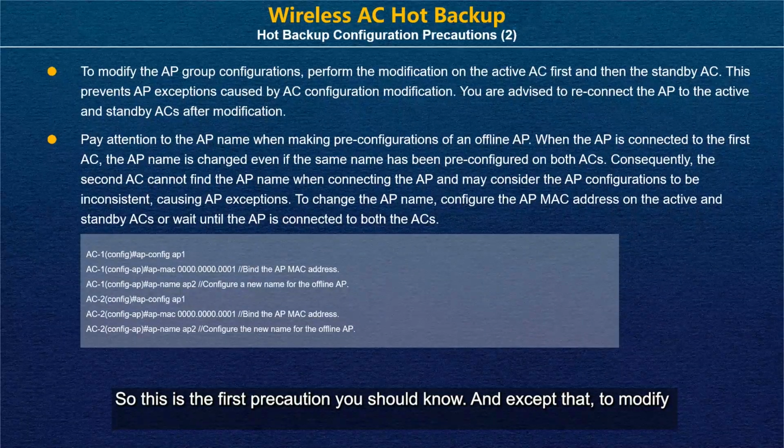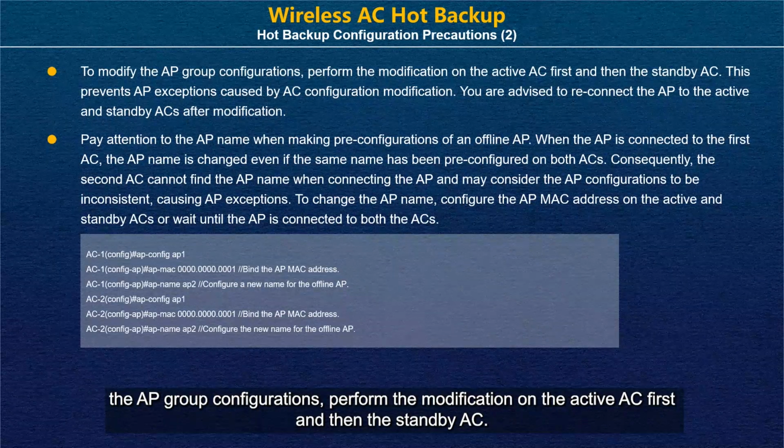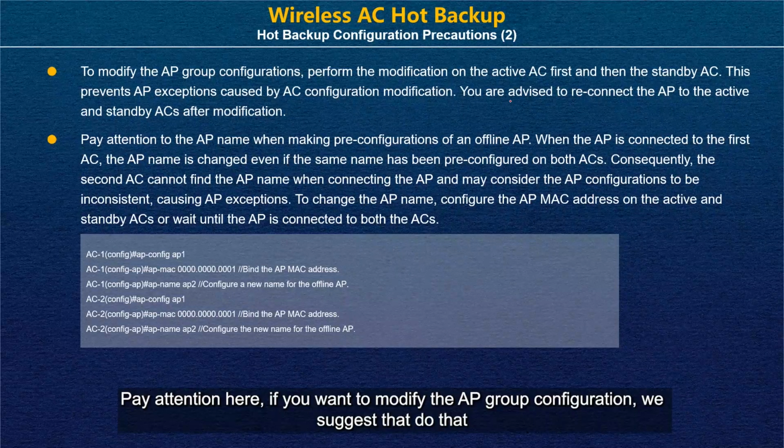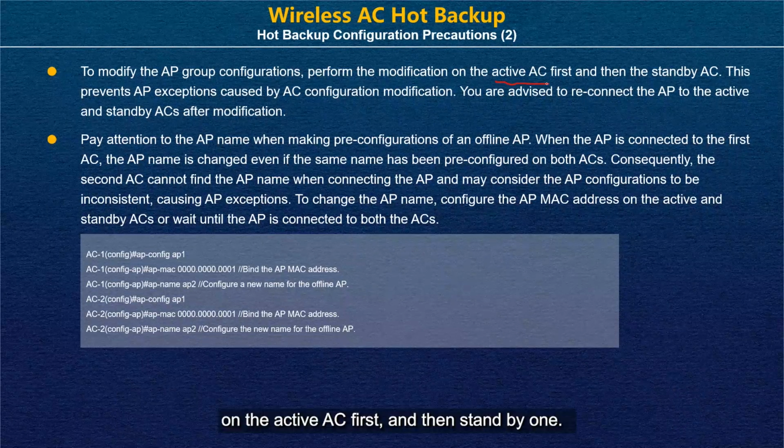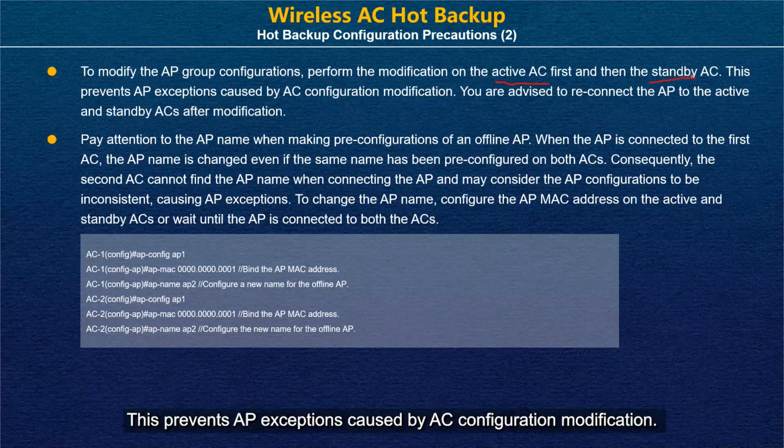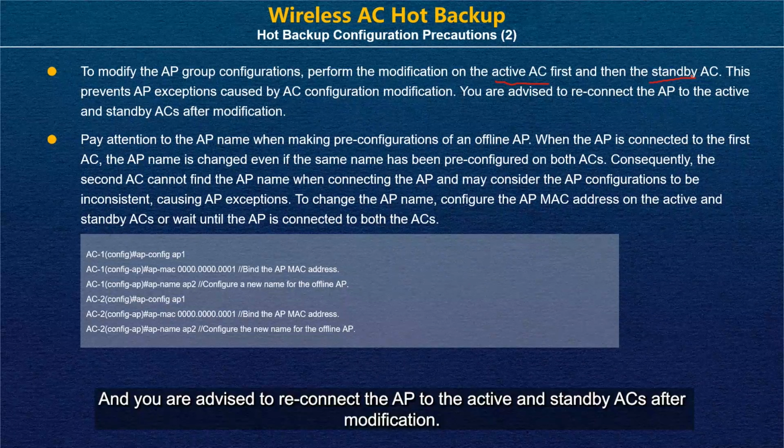So this is the first precaution you should know. And except that, to modify the AP group configuration, perform the modification on the active AC first, and then the standby AC. Pay attention here. If you want to modify the AP group configuration, we suggest doing that on the active AC first, and then the standby one. This prevents AC exceptions caused by the AC configuration modification. And you are advised to reconnect the AP to the active and standby ACs after modification.